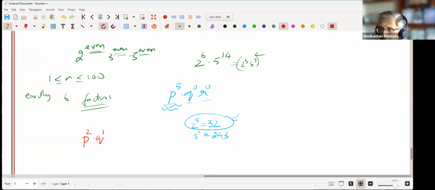Whatever I'm talking about, they're all prime numbers, right? So P and Q are prime. If it's this, then it'll have 2 plus 1, which is 3, times 1 plus 1, which is 2, so 6 factors. So any number of the form P square into Q, where P and Q are prime, will have 6 factors.